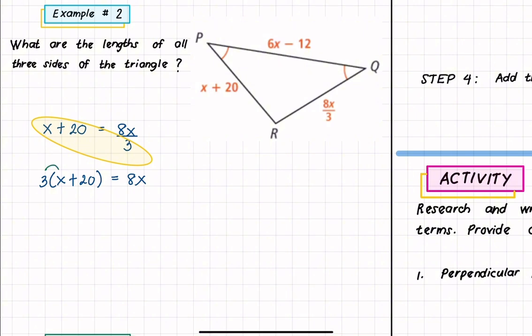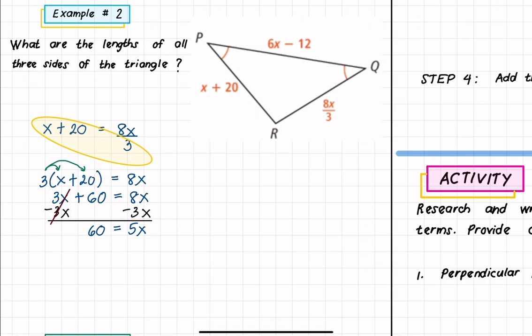Using the distributive property, we multiply 3 times x and 3 times 20. So 3 times x is 3x, plus 3 times 20 is 60, equal to 8x. Now, combine like terms. I need to eliminate 3x here, so I'm going to subtract 3x from both sides of the equation. So 3x minus 3x is 0. Bring down 60. And 8x minus 3x is 5x.